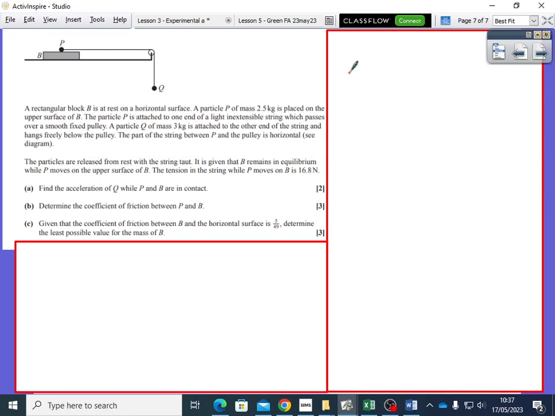Hello everyone, and let's have a quick look at this question. Okay, so you've got a rectangular block B at rest on a horizontal surface.